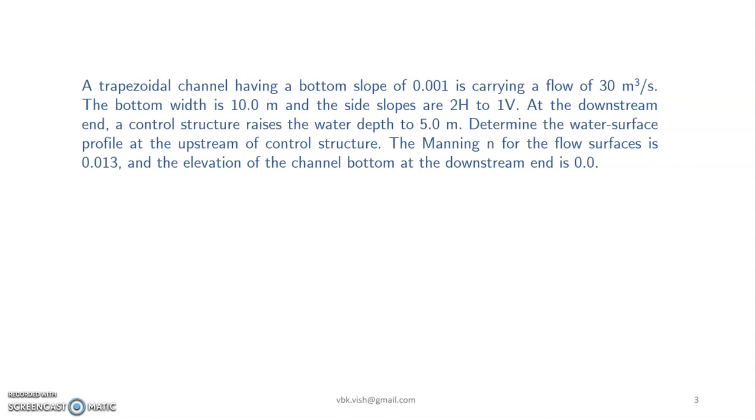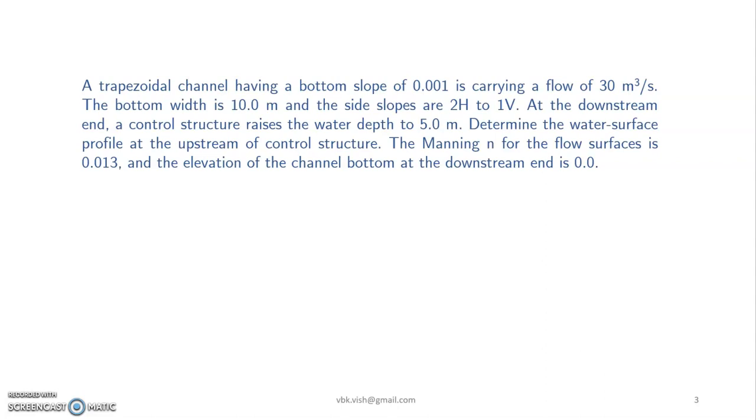This is how the problem statement goes. A trapezoidal channel having a bottom slope of 0.001 is carrying a flow of 30 meter cube per second. The bottom width is 10 meter. The side slopes are 2 horizontal to 1 vertical. At the downstream end, a control structure raises the water to a depth of 5 meter. Determine the water surface profile at the upstream of control structure.